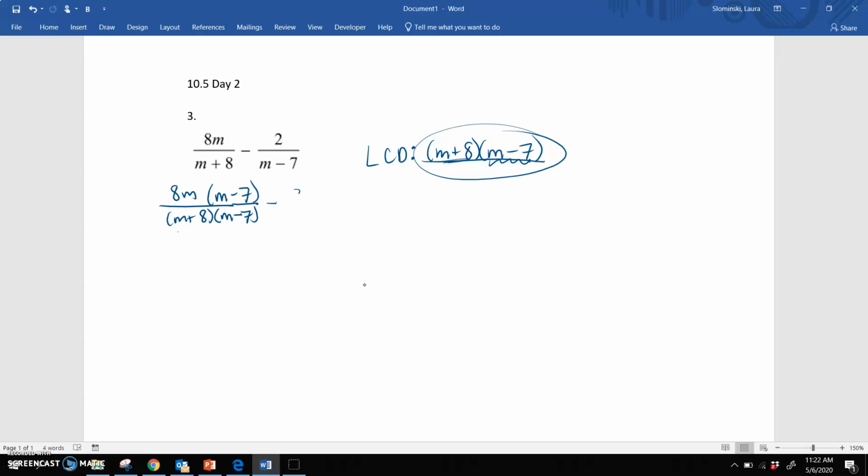Then I'm going to subtract 2 over m minus 7. And in this case, I already have the m minus 7. It's missing the m plus 8. So I multiply the bottom by m plus 8. I'm allowed to do that as long as I also multiply the top by m plus 8.